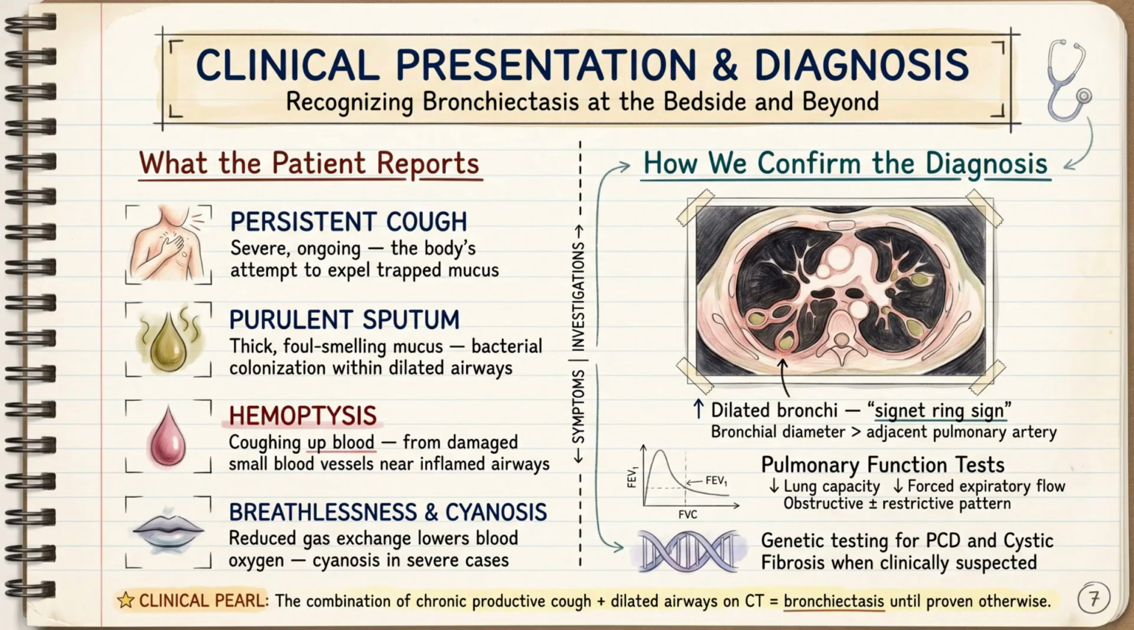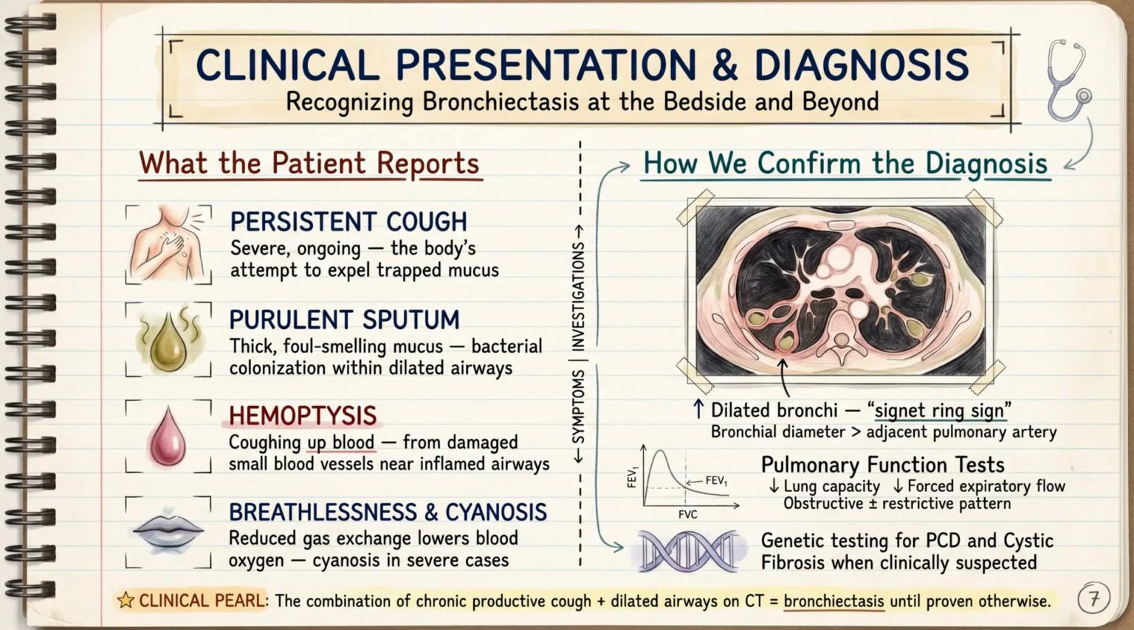Now, let us bring this to the bedside. How does a patient with bronchiectasis present? The first and most consistent feature is a persistent cough. Severe. Ongoing. The body's attempt to expel what the airways can no longer clear on their own.